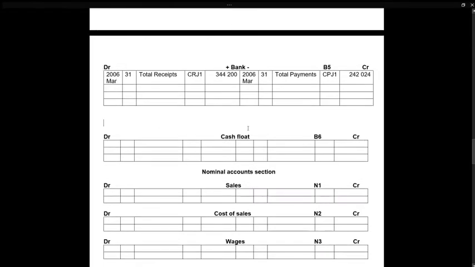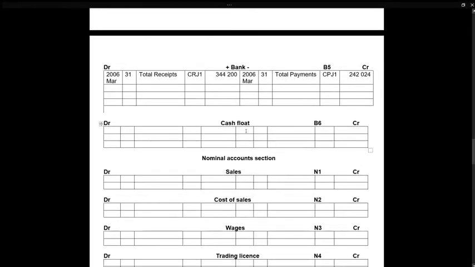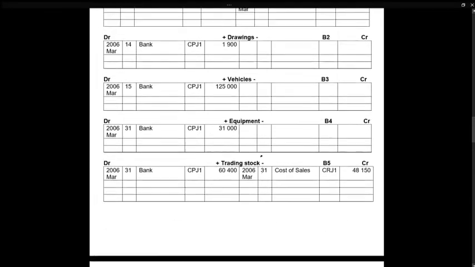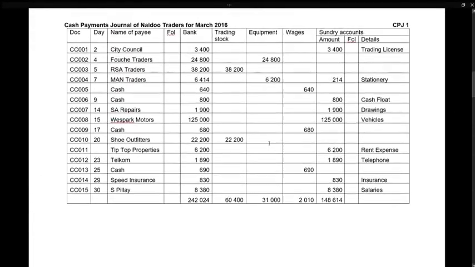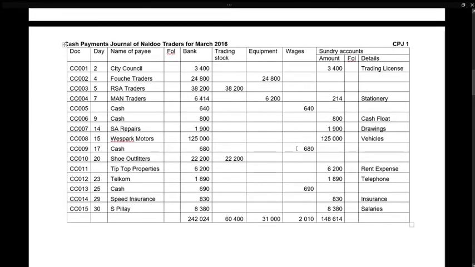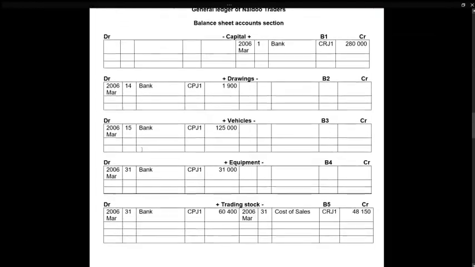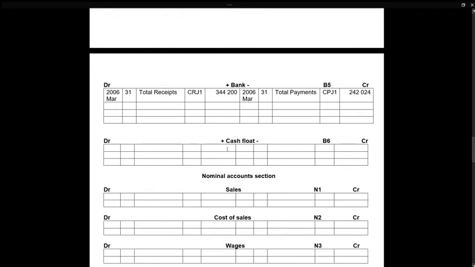Cash float, also an asset account. So therefore the signs will be plus, minus. Cash float, currently we are only accounting for when you pay money into your cash float. So you don't even have to go to your cash receipts journal. You're going to pay money out of your bank account into the cash float. So 800 Rand on the 9th, your cash float will increase and your bank account will decrease. So 800. Where did I get this information from? From my cash payment journal number 1.